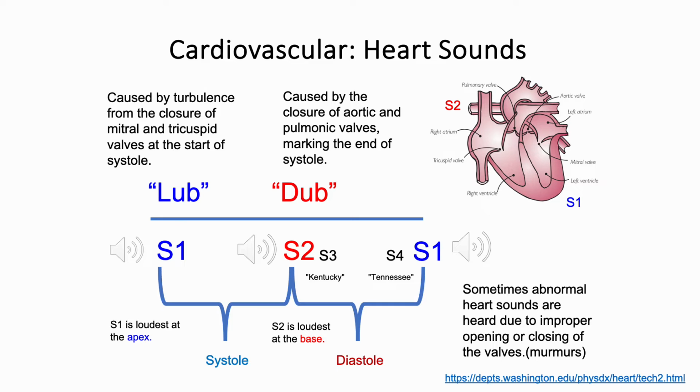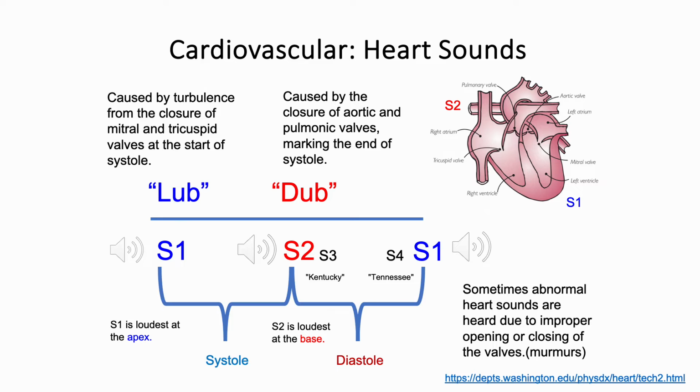Now, you may be asked, what causes the lub sound? What causes the dub sound? So here you see again, this is reiterating what was on a previous slide. The lub is caused by the closure of the mitral and the tricuspid valves. Okay, so you get that lub. The dub sound is actually because of the pulmonic valves and the aortic valves closing, making the end of systole and starting diastole.